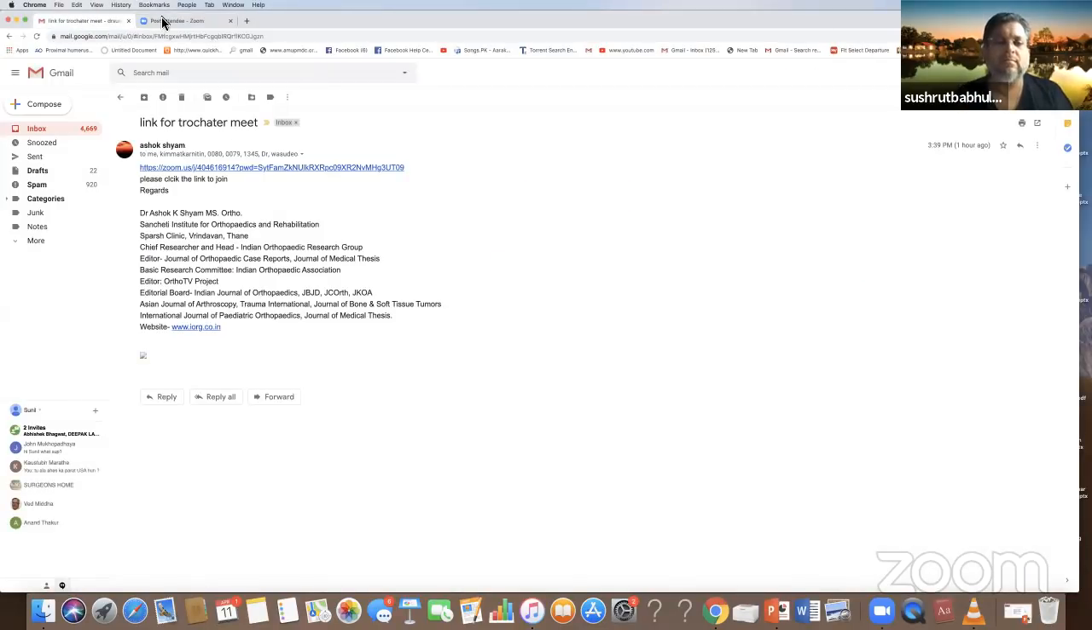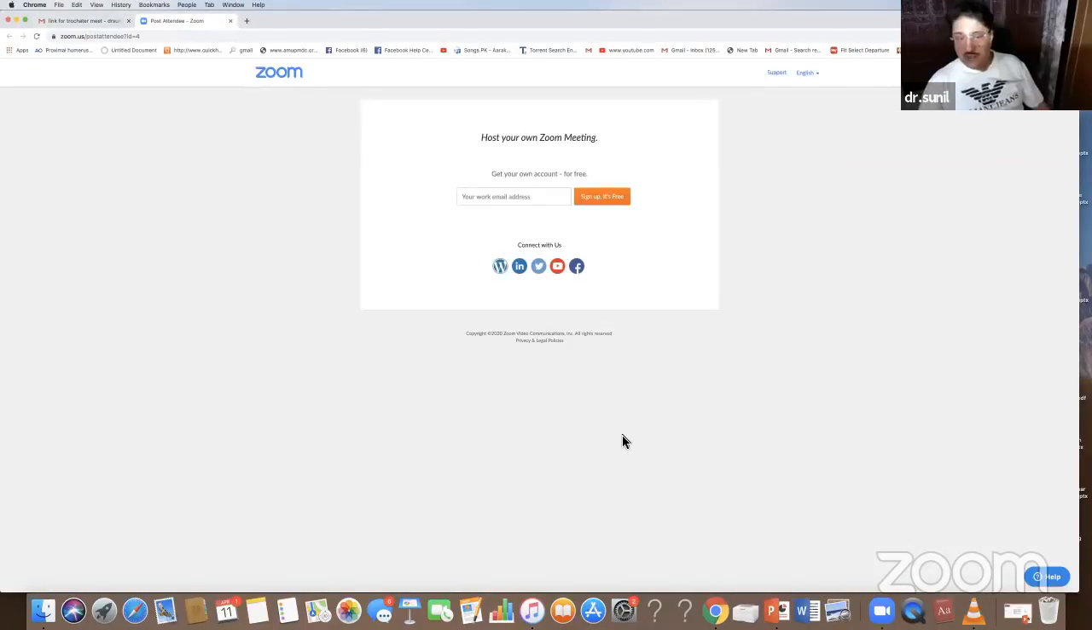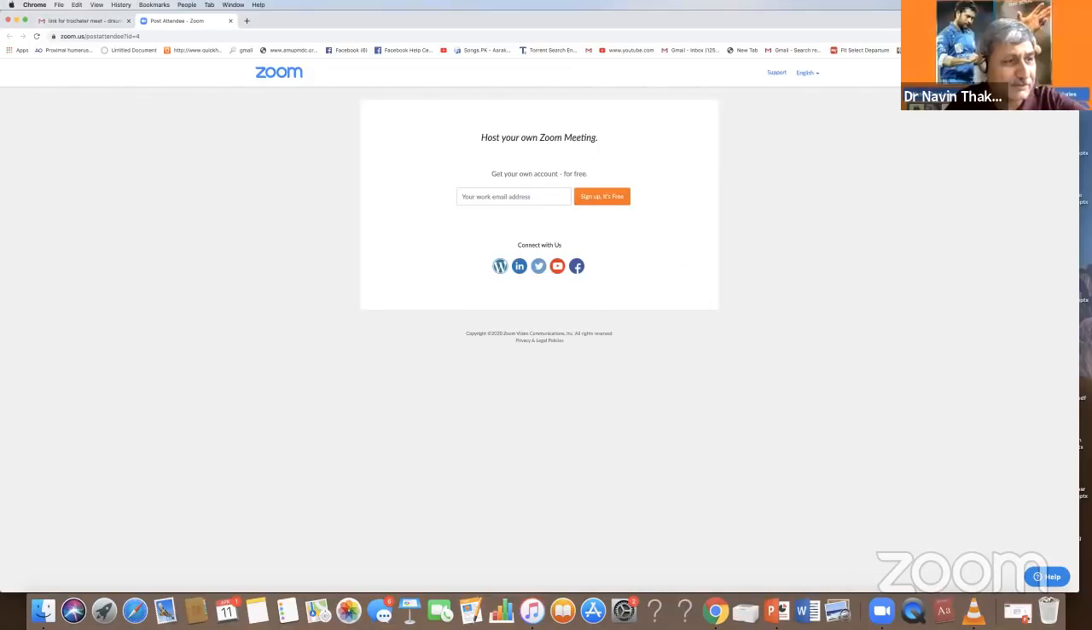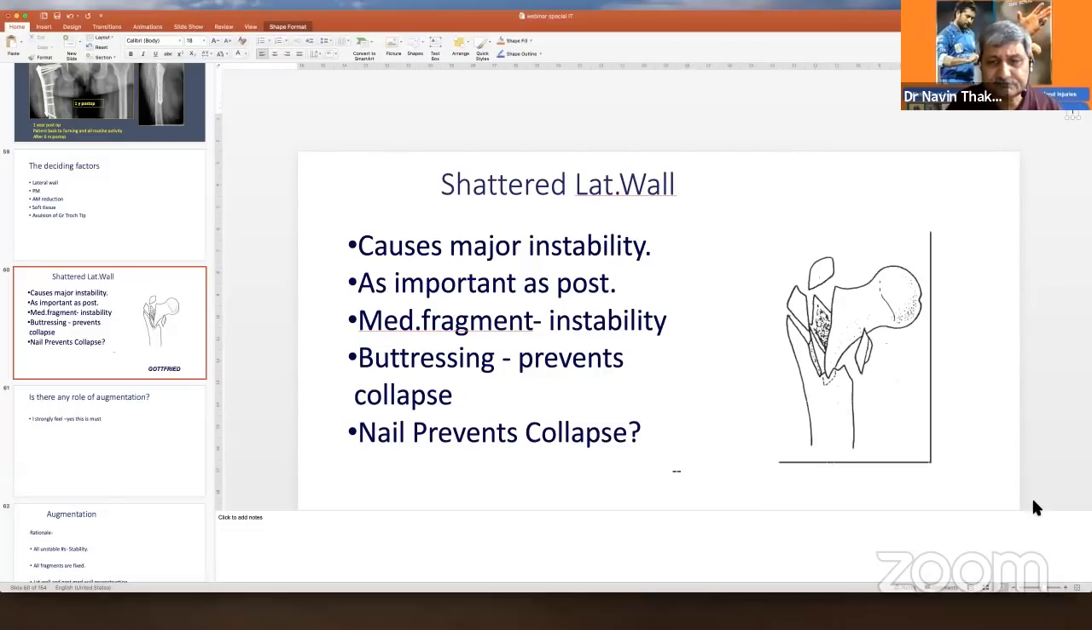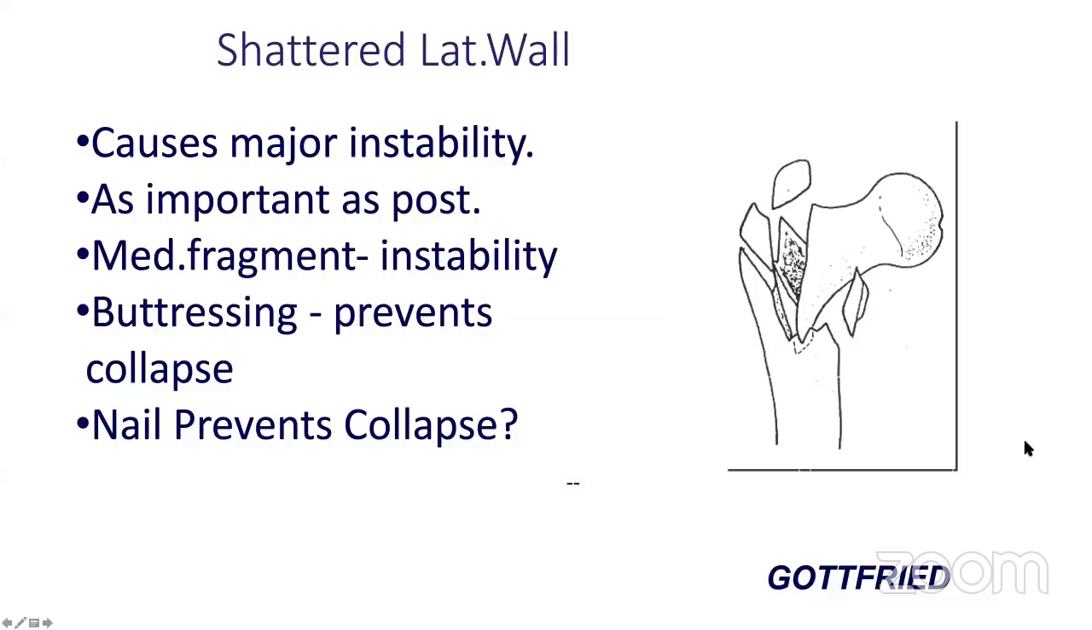Share screen. Yes, he has shared it. Go to the PowerPoint lower down, just near the word. Yeah, okay. That's what I don't want, to interrupt in between.